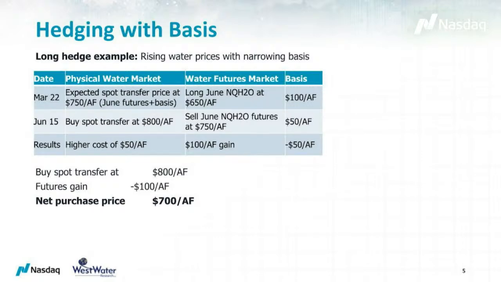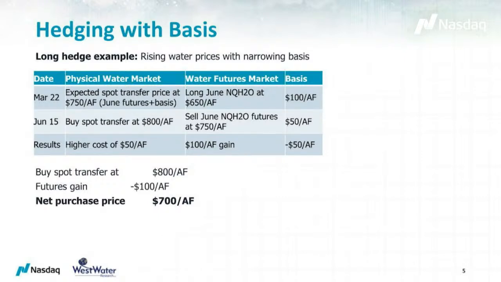So that almond grower anticipates being in the market, purchasing water during the summer, during the irrigation season. And currently they're seeing prices in their local water market at $750 per acre foot. Now they go look at where the June water futures are trading, and those are priced at, say, $650 an acre foot. So there is a basis there of $100 per acre foot.